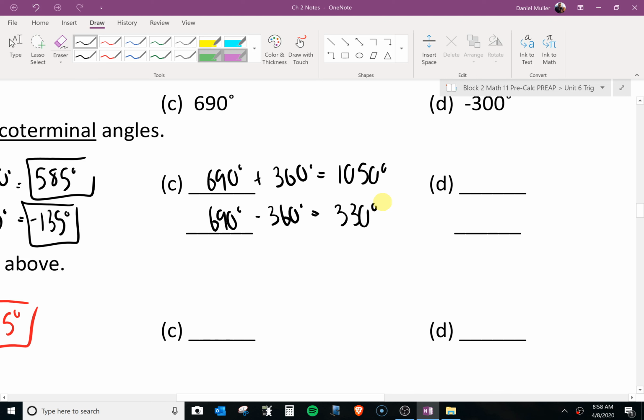Now they're both positive. Usually I have one positive and one negative, but this one was such a high number, I got 2 positives actually, which is fine. They didn't give us any restriction, but if they wanted a negative, then one of these wouldn't cut it. I'd have to maybe minus 720. But as it stands right now, those are my coterminal angles, and they both happen to be positive.